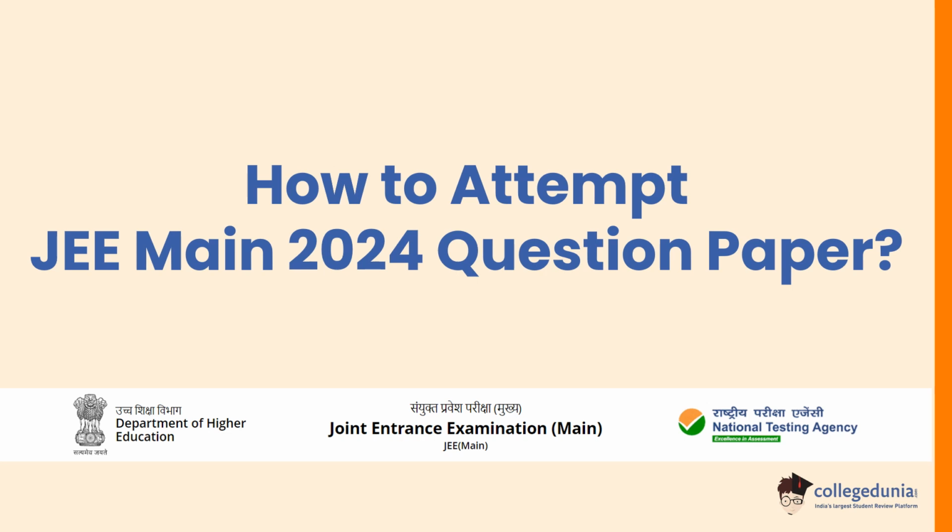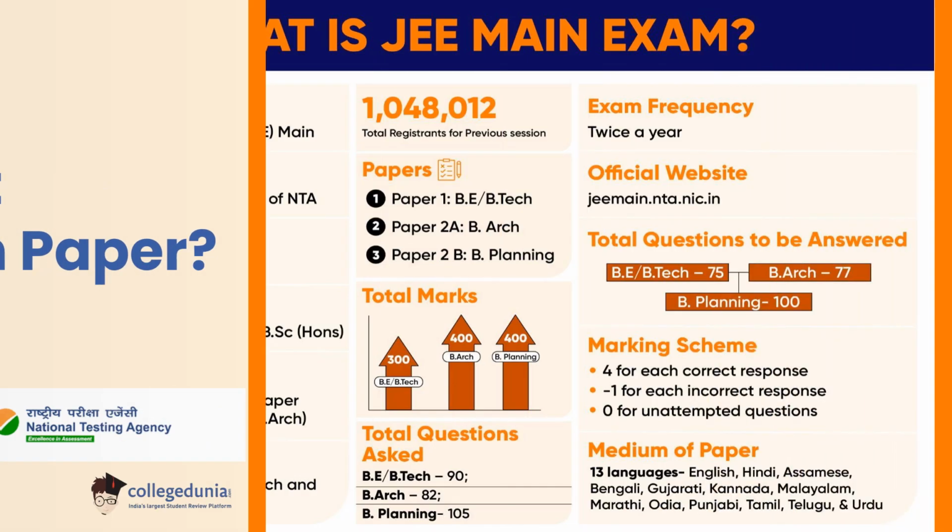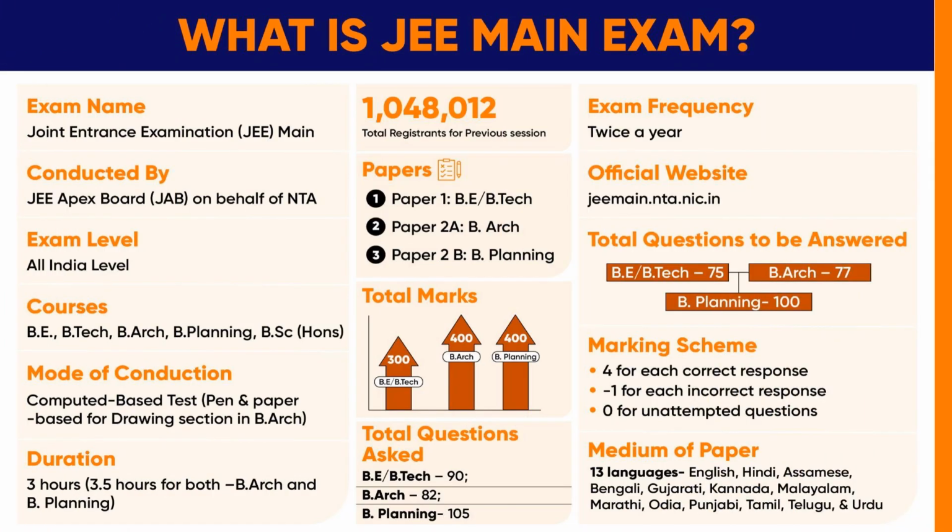Today we will be discussing how to attempt the JEE Main 2024 question paper. The Joint Entrance Exam is conducted by the JEE Apex Board on behalf of NTA. The exam level is all India level. They offer the courses BE, BTech, B Architecture, B Planning, BSc Honors. The mode of conduction will be computer based test, pen and paper based for the drawing section in B Architecture.